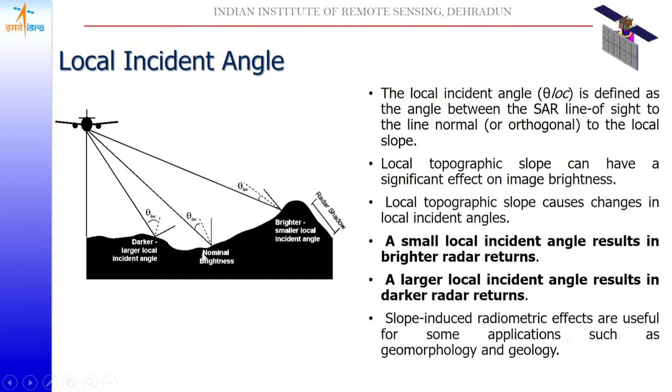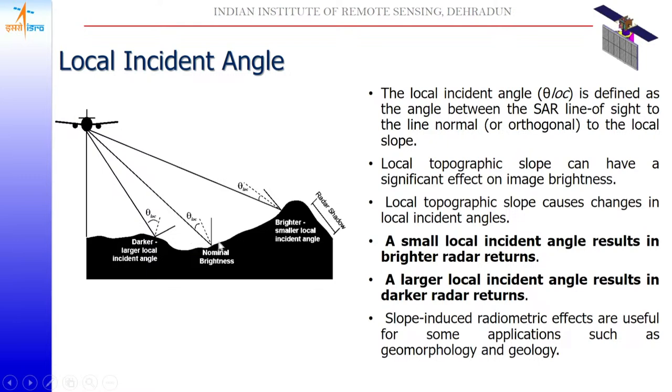As we have different terrain, this local incident angle will change. When you can see the slope is increasing, the local incident angle is decreasing. A small local incident angle results in brighter radar returns.